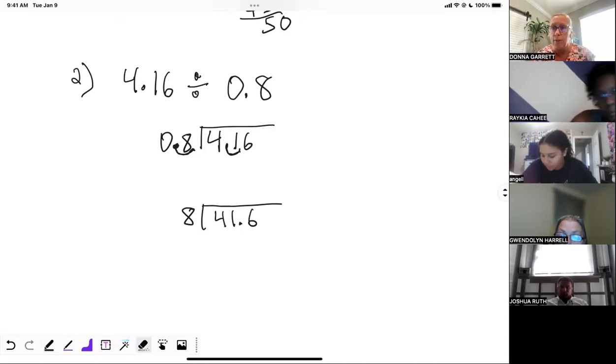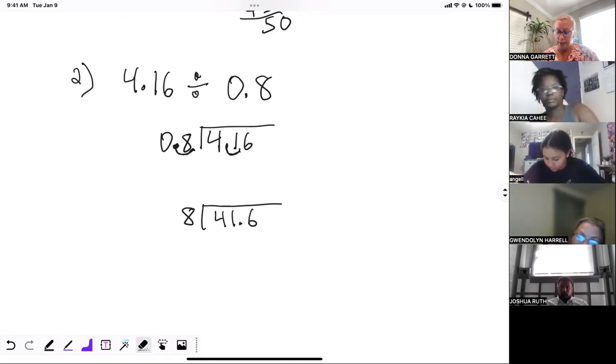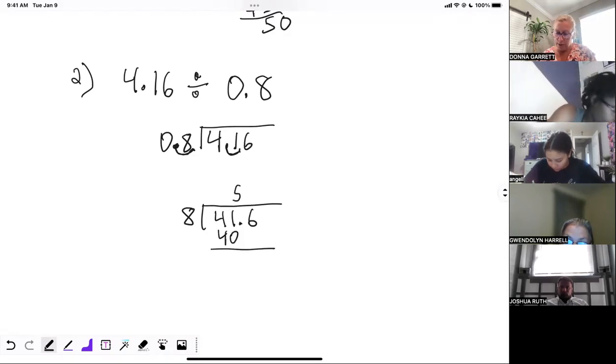I got my chat up now. Okay, so we're going to divide. How many 8s go into 41? That'd be 5, 40, bring the 1 down, and then bring the 6 down. How many 8s go into 16? 2, but my decimal place is here, and my 2, and that would be my answer.